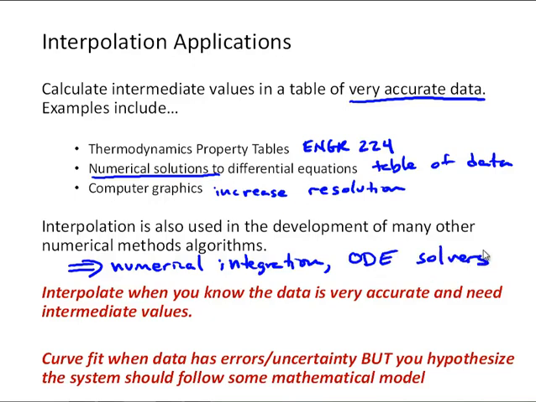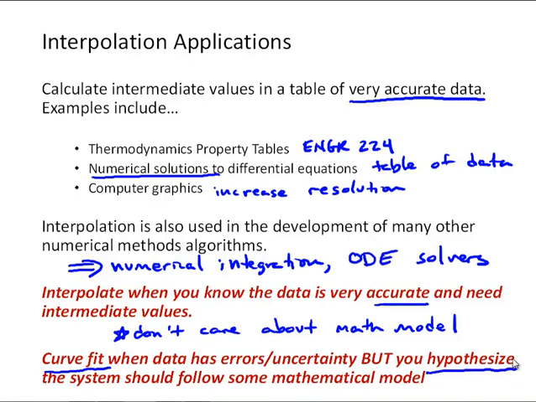In general, you're going to use interpolation when you know the data is very accurate and you need the intermediate values. Another note is you don't really care about what that mathematical model is that you're using, and we'll generally just use a polynomial. Well, curve fit, when the data has errors or uncertainty, but, and this is important, you have some hypothesis that the system should follow some mathematical model. So we have some physical knowledge about how we expect the system to behave, and we're going to try and fit that mathematical model to the data. So that's the critical difference between curve fitting and interpolation.